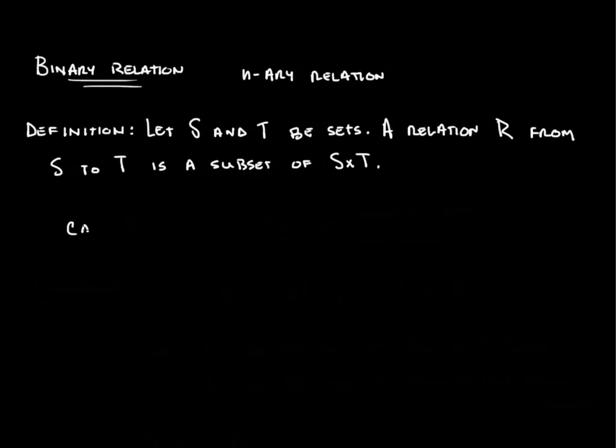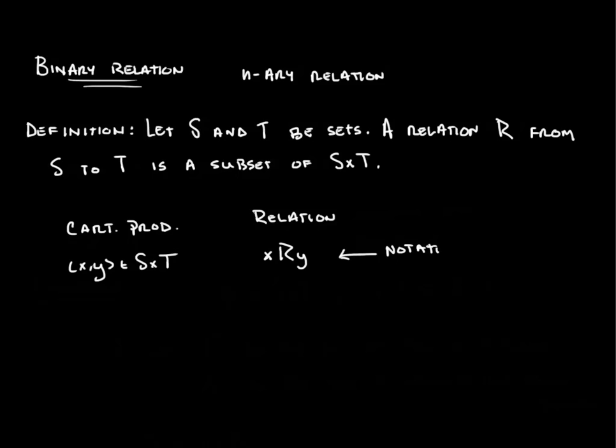So for Cartesian products, we really consider them to be points. The objects of interest are points. Okay, so pairs x, y, for instance. But in terms of relations, I'm not so much thinking about points. I'm thinking about how x is related to y by my relation R. Okay, so this is the notation that we'll be using for relations.